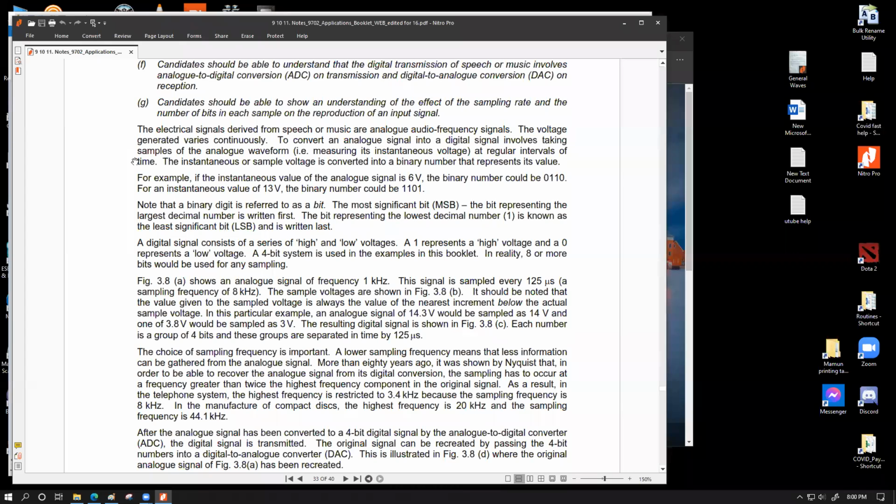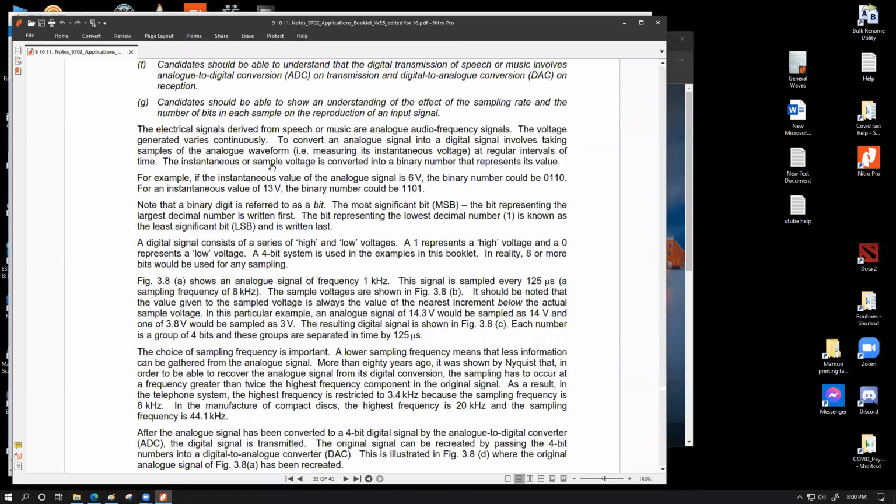The electrical signals derived from speech or music are analog audio frequency signals. The voltage generated varies continuously. To convert an analog signal into a digital signal involves taking samples of the analog waveform, that is, measuring its instantaneous voltage at regular intervals. This is actually the meaning of the word sampling. It means measuring its instantaneous voltage at specific timestamps at regular intervals of time.